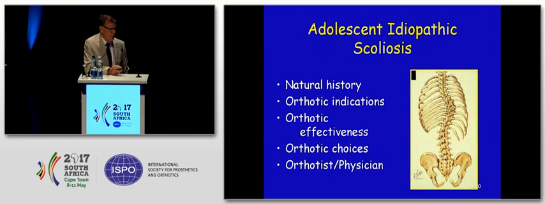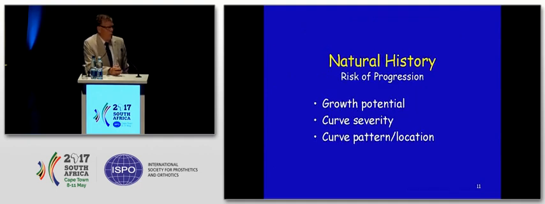So I will talk about the natural history of adolescent idiopathic scoliosis. I'll touch on orthotic indications, the effectiveness of orthoses, the choices of different orthotic prescriptions, and the importance of the relationship between the orthotist and the physician. What is the risk of progression of a curve in a given child who presents with adolescent idiopathic scoliosis? We know a lot about this in terms of how populations behave. We know very little about how an individual will behave.